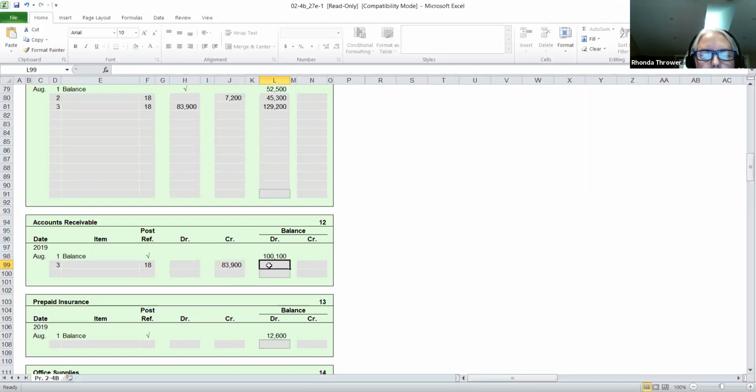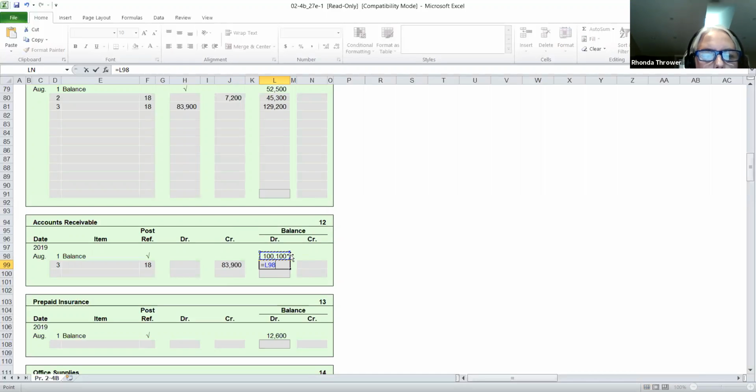I'm going to balance that account now. To do that, I'm going to create a formula. Put your equal sign in, click on your previous balance. Remember, accounts receivable is an asset account. This previous balance was brought forward into this month from last month.